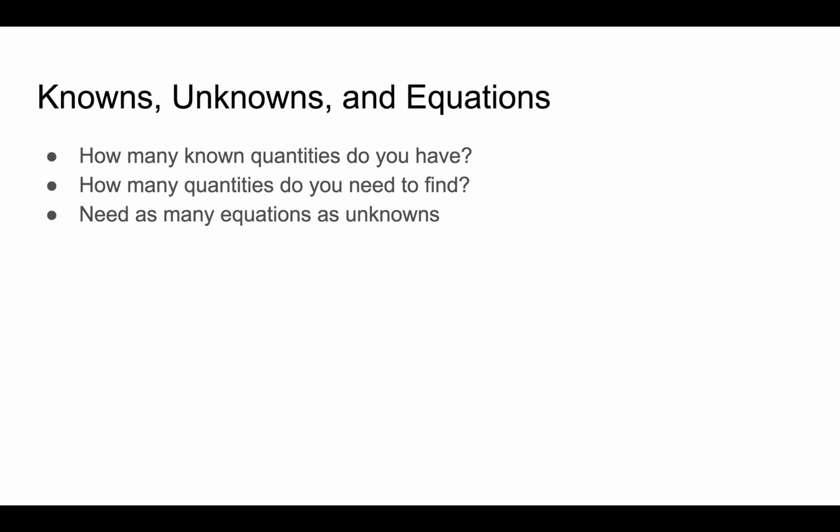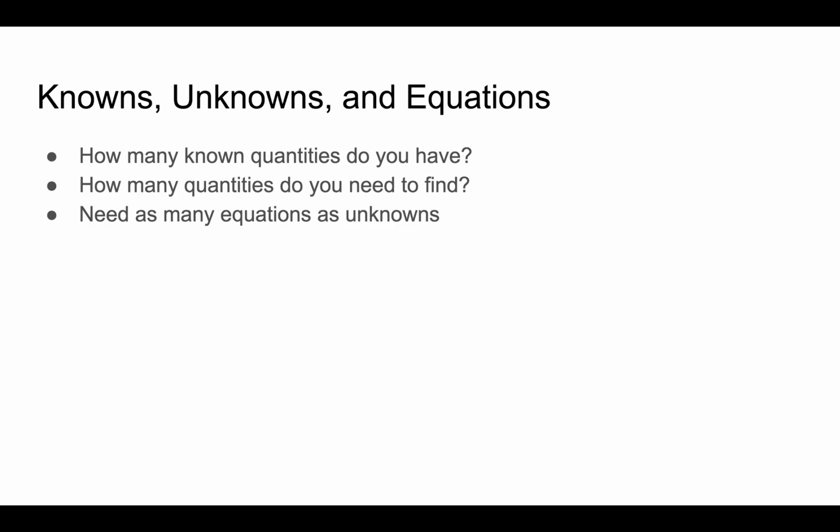And so in each physics problem we have knowns, unknowns, and we set up equations to find the unknowns from the knowns. So you have to list out your known quantities and you have to list out your unknown quantities, and the thing about unknown quantities is that you need as many equations as unknowns in order to solve for all of them.